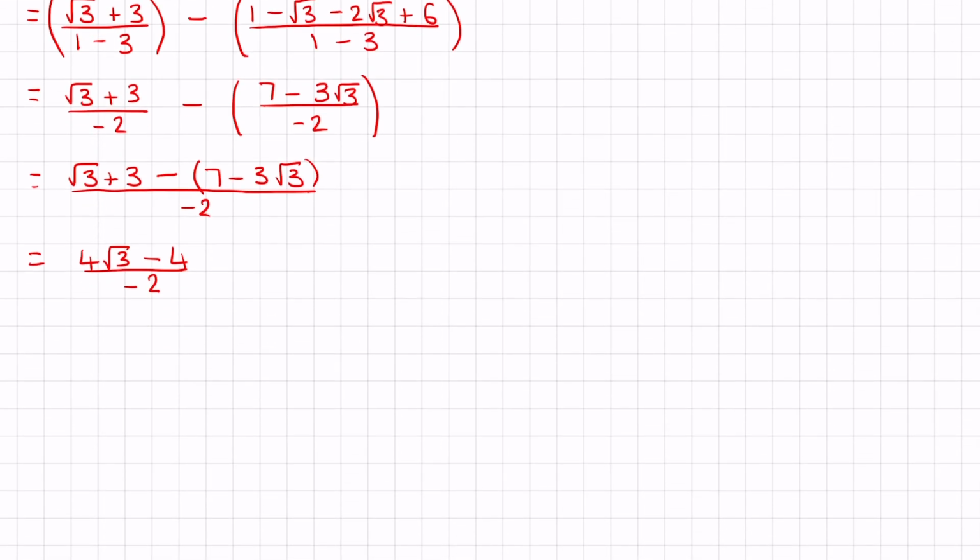Simplify that. We can, negative 2 is common in all terms, so it will give us negative 2 root 3 plus 2. So as I said, just be methodical with these types of questions. And that is the end of radicals and surds.